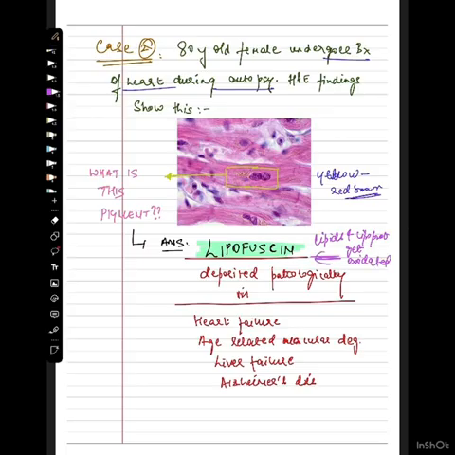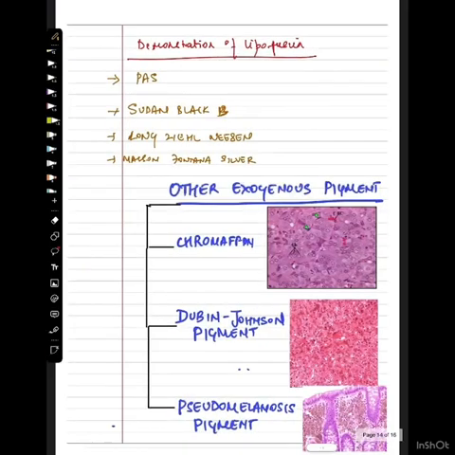Lipofuscin is deposited pathologically in conditions like heart failure, age-related macular degeneration, liver failure, and Alzheimer's disease. So how do you demonstrate lipofuscin? You demonstrate lipofuscin by 4 methods. One is periodic acid-Schiff or the PAS. The next is Sudan black B. The third is Ziehl-Neelsen. And the fourth is Masson-Fontana silver.